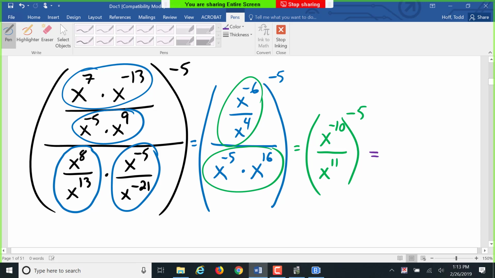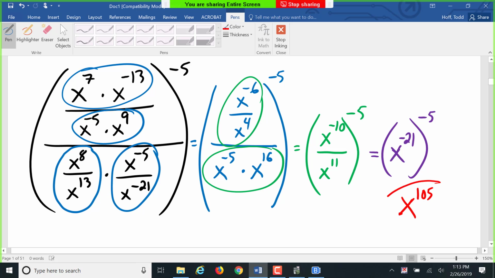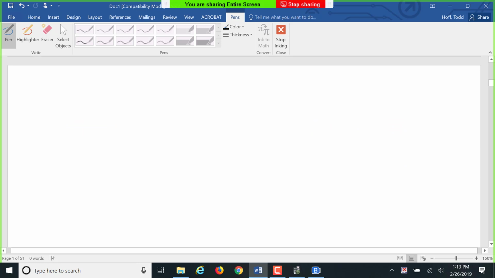Now we've reduced the top to a single number. We've reduced the bottom to a single number. We can go ahead and divide. What is x to the negative 10th divided by x to the 11th? X to the negative 21st. Good. And that's all to the power of negative 5 to give us x to the 105th power. Very good. Any questions on that? I know those aren't really happy problems, but they're not so bad.